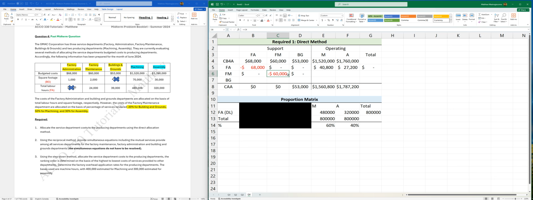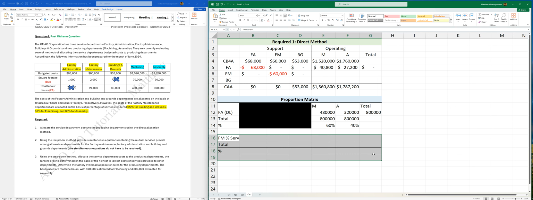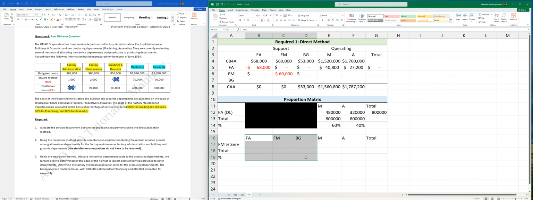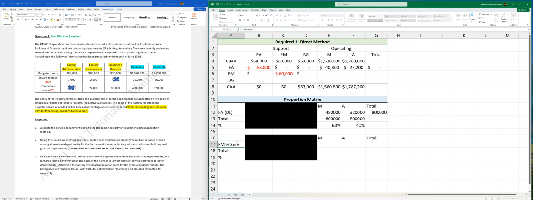Now, everyone, for factory maintenance, let's build our proportion matrix. Factory maintenance is allocated based on the percentage of service rendered. I'm writing percentage served here, and total. Now let's put a bottom border over here. Let me make some more room. Let's click on this and drag. Now we are doing the direct method, so I'm going to be very excessive here and just block this out. Now for factory maintenance, the percentage of service rendered.